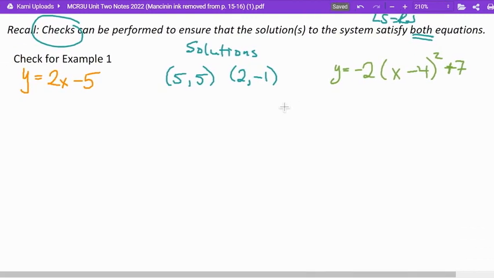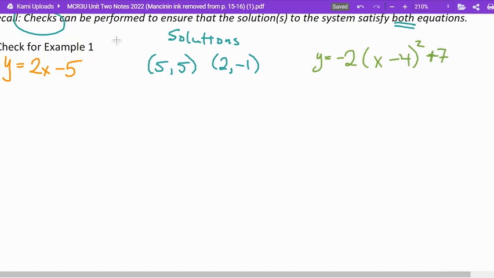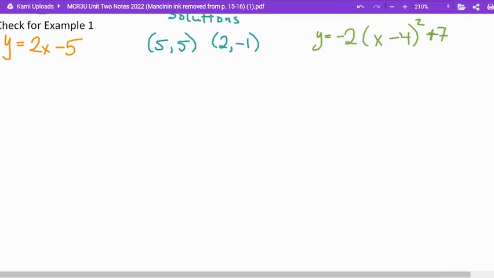Now in this case, there's more work to do because we have two solutions. So we're asked to check, for example, 1. So here we've got the linear equation and the quadratic. And here are the two solutions we found. So let's start off with the linear equation. And let's start off with 5, 5. So this means that the x is 5 and the y is 5. So we plug that into the linear equation. Right? And the rest is written out as it is.